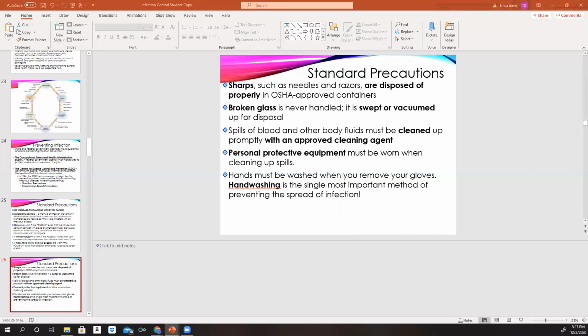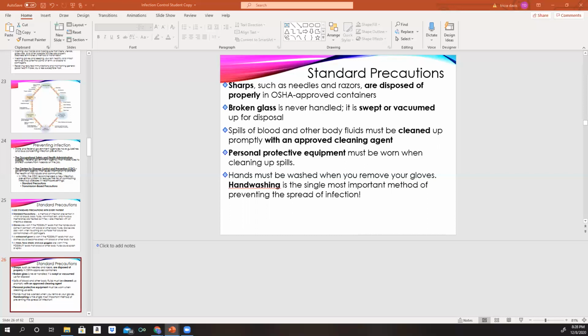Broken glass, we never really want to handle that. We want to make sure that it's swept or vacuumed for disposal. Spills with blood and other bodily fluids must be cleaned up promptly with an approved cleaning agent. Personal protective equipment must be worn when cleaning up spills. So your PPE, that's what everybody calls it. It is personal protective equipment, but nobody really wants to say that because it's a mouthful. So we always just say PPE.